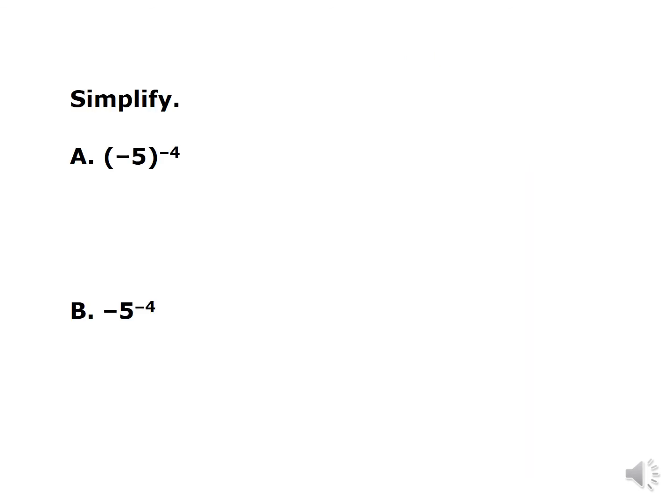Okay, so simplify. First step is flip it. 1 over negative 5, and now it's just to the 4th. Because it's 4, I know the negatives are going to cancel out. So this becomes 1 over 5 to the 4th. Okay, and you can leave it like that, or you can write the answer figured out.